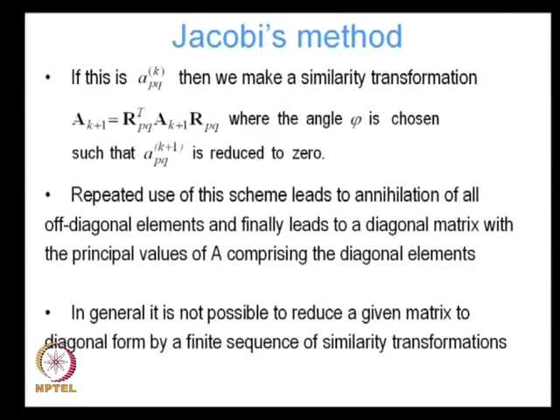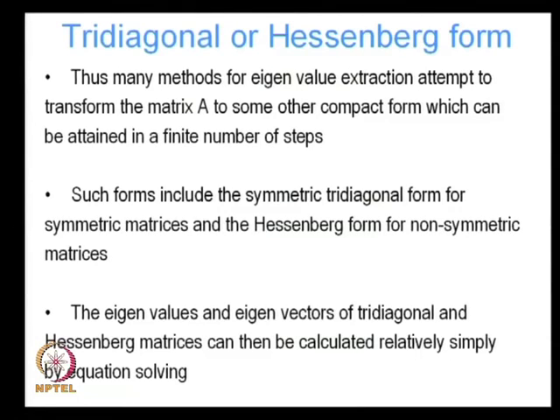It does not work out that way, it does not work all the time. So, in that case what is the second best option? Well, instead of trying to get a diagonal form, we try to reduce it to as simple a form as possible, and then using that simple matrix we construct our characteristic polynomial, and then try to solve the characteristic polynomial numerically.